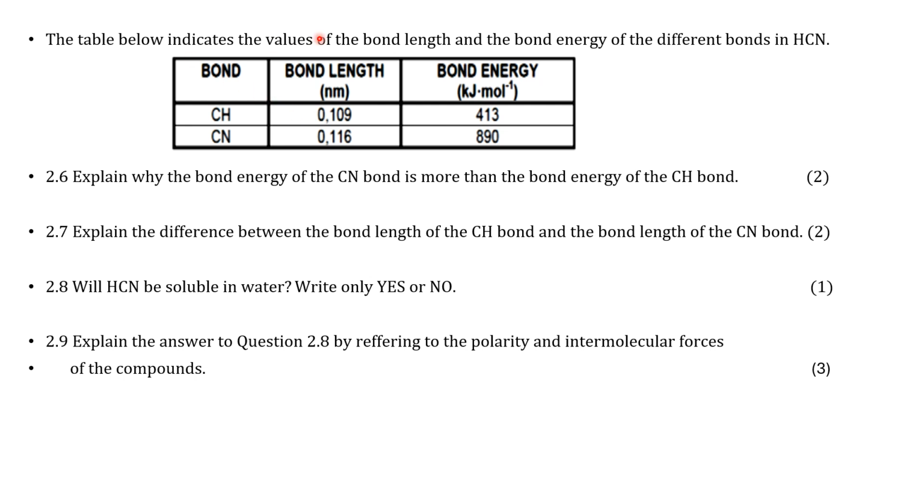The table below indicates the values of the bond length and the bond energy of different bonds in HCN. So there we have CH, bond length 0.109 nanometers, bond energy 413 kilojoules per mole. For CN there, 0.116 nanometers, bond energy there 890. So 2.6. Explain why the bond energy of CN is more than the bond energy of CH, 2 marks. Explain the difference between the bond length of CH and CN.